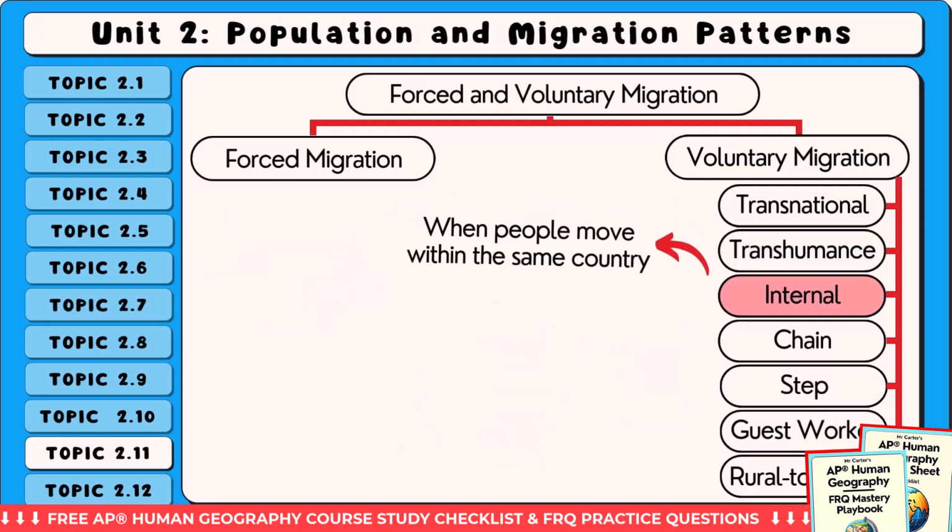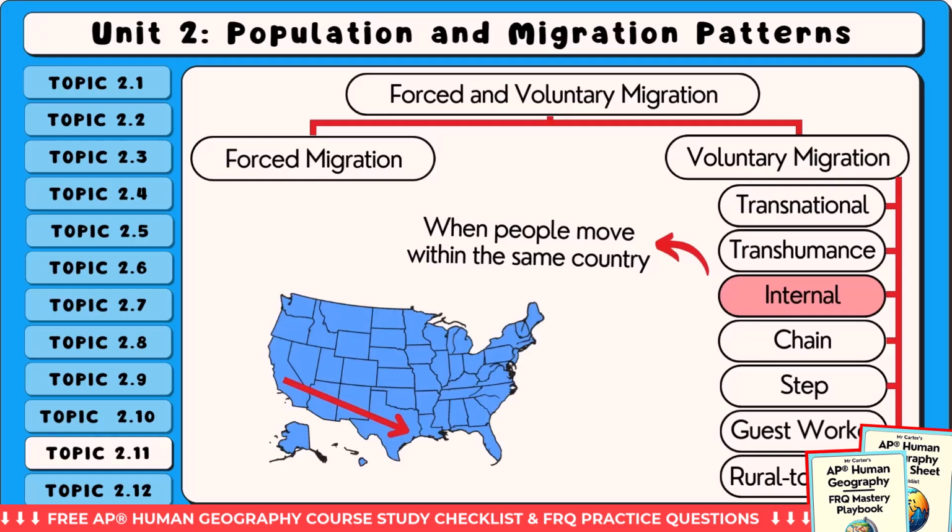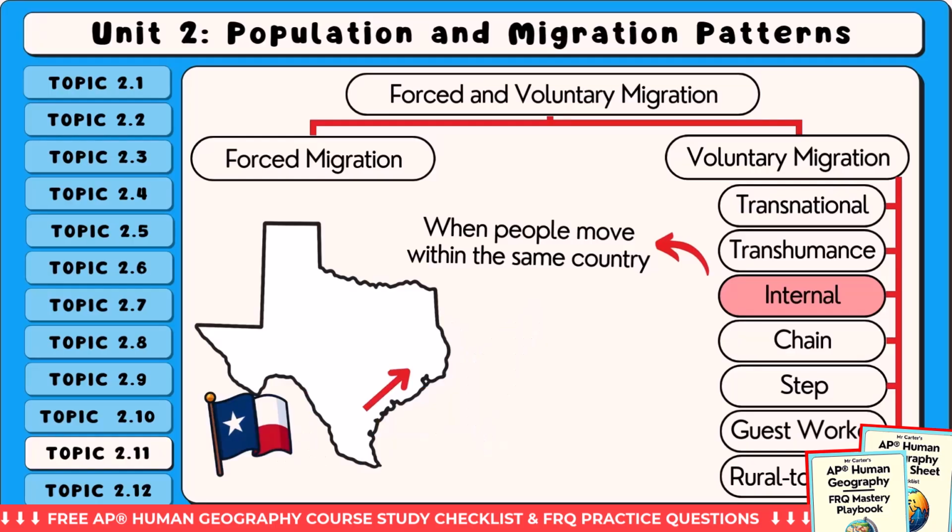Internal migration happens when people move within the same country. This can include moving from one state or province to another, or even just from one city to another nearby. Internal migration is usually easier than crossing borders, since it doesn't involve immigration laws or international travel.